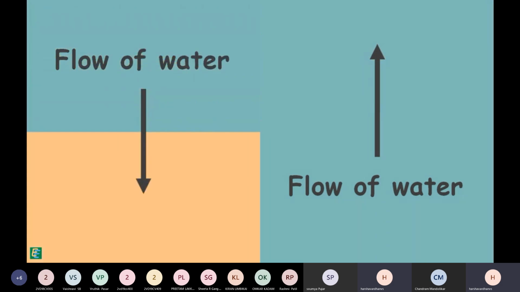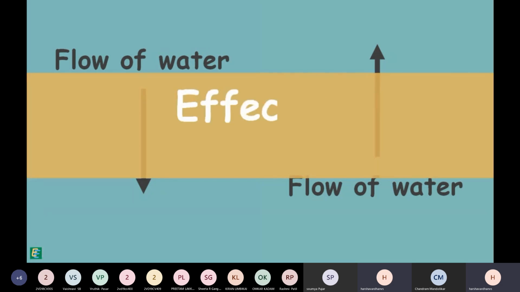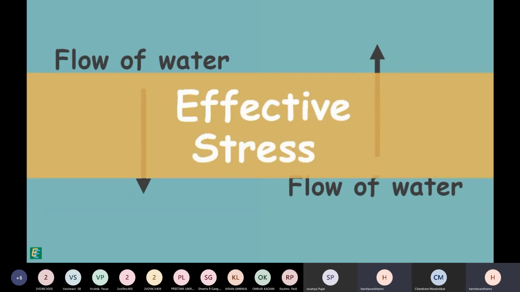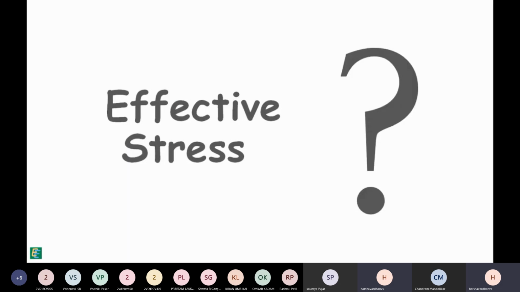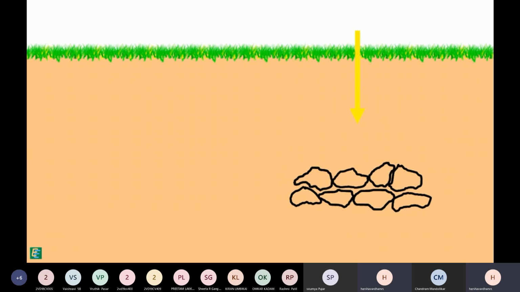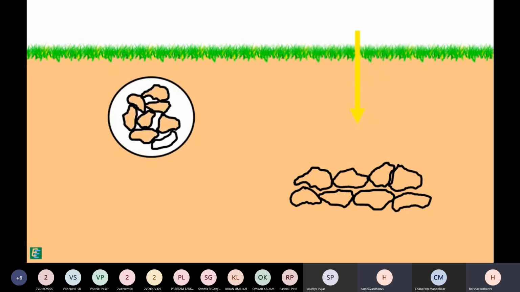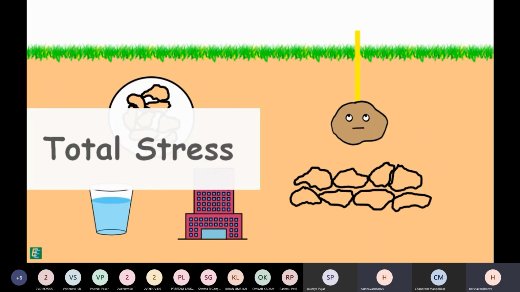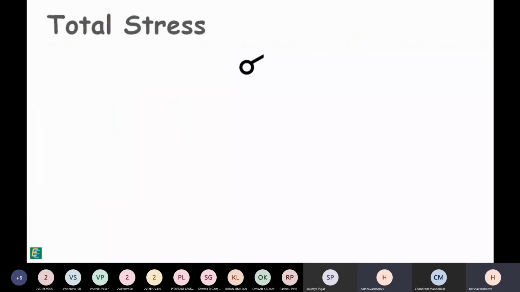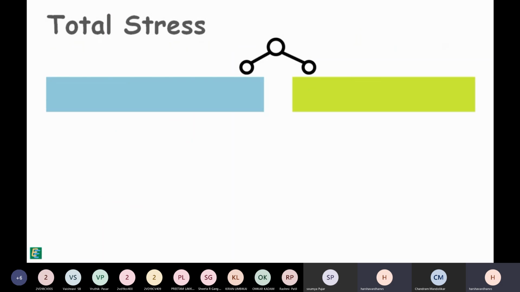When water flows in the vertical direction, it has direct impact on effective stress acting on the soil particles. And what is effective stress? Soil particles in a soil mass are burdened by the weight of everything above them, which includes the weight of all the soil particles above them, weight of water, and weight of any structure if present above. Because of this weight, these particles experience stress, which we call total stress.